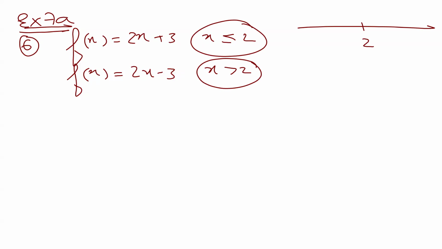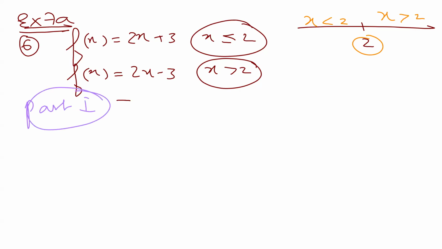So we will discuss the continuity at 3 places. At 2 because it is the critical point, for all the points where x is greater than 2, and for all the points where x is less than 2. So these are 3 cases. So first part 1.